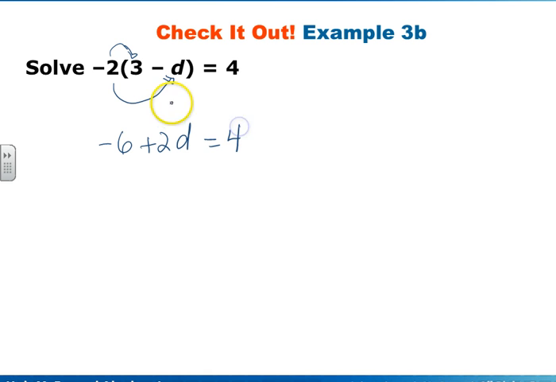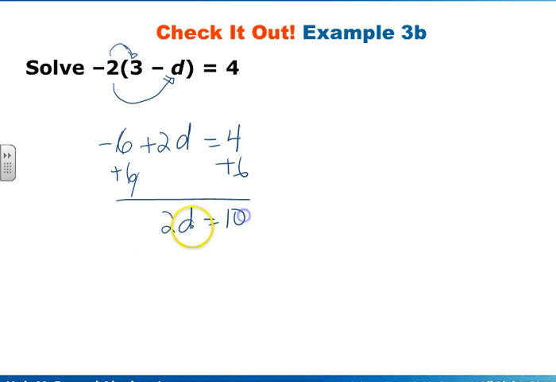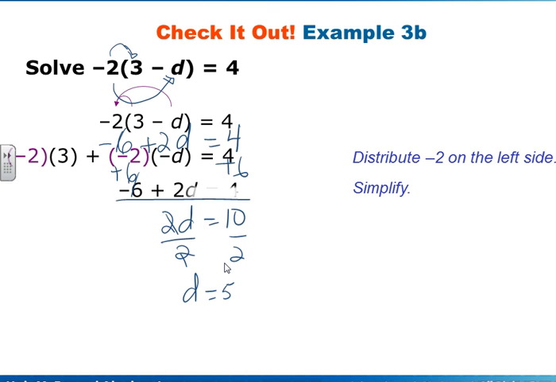Again, please be very careful of the signs. And now we just add 6 on both sides. These cancel and we get 2d is equal to 10. And then we divide by 2 on both sides to get d equals 5. Very simple, right? I know. Not that difficult.